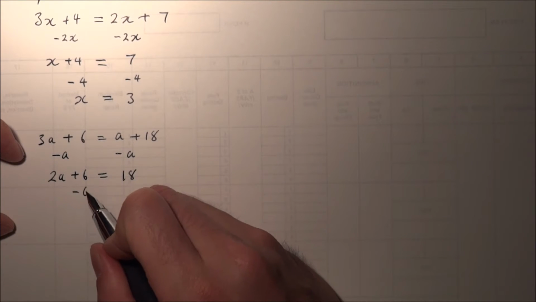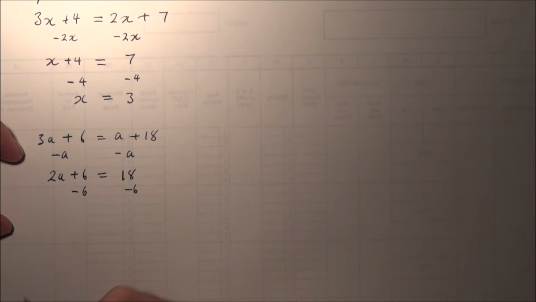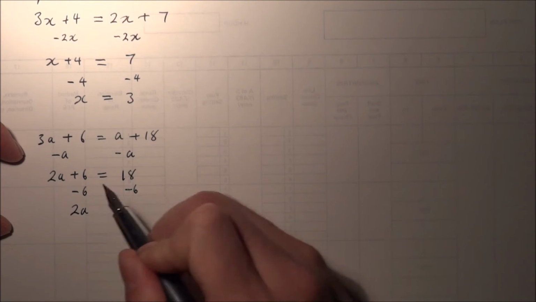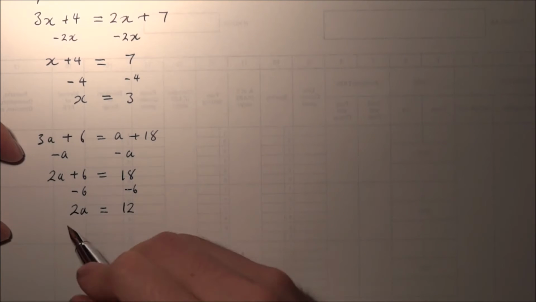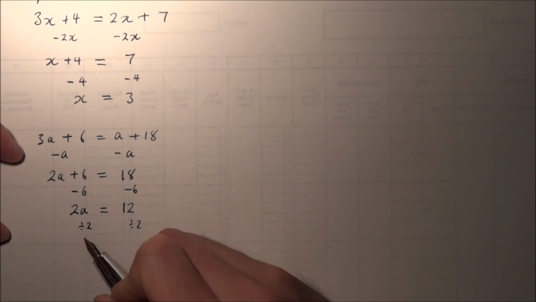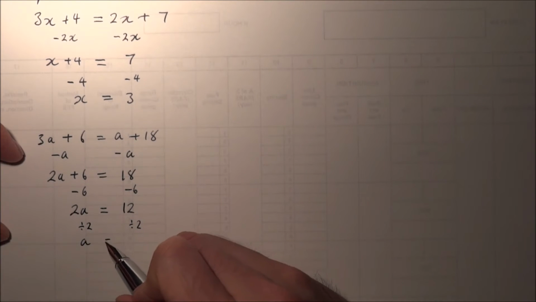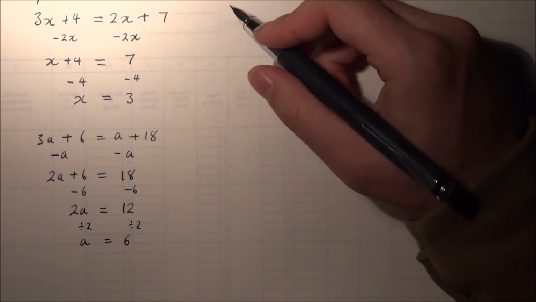The plus 6 is cancelled by minus 6. We minus 6 from the other side as well. So we end up with 2a = 12. And the 2 here, we divide by 2, divide by 2. We end up with a = 6. Next one.